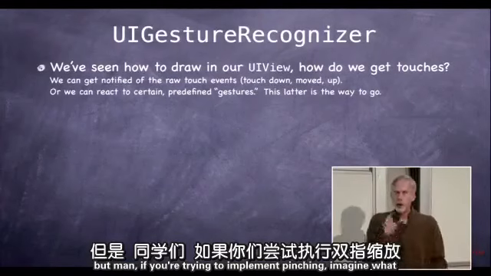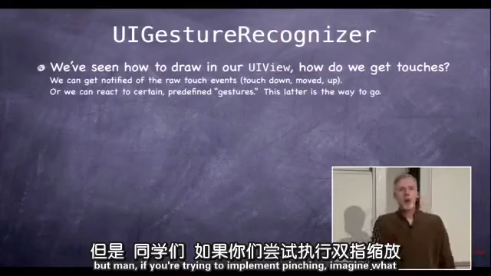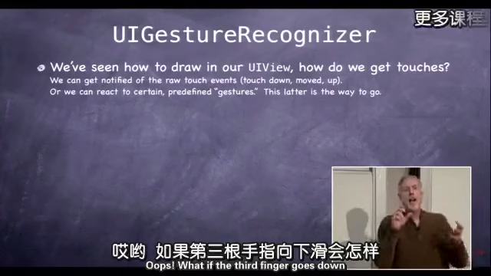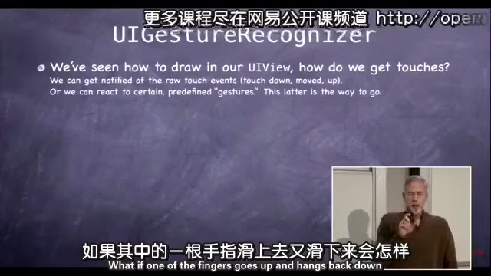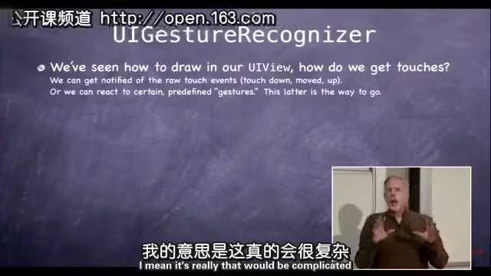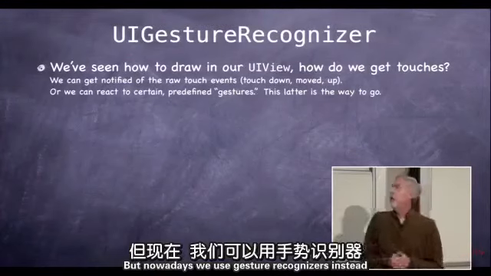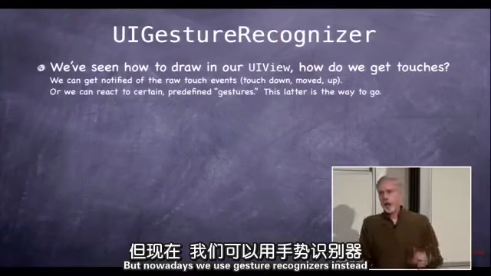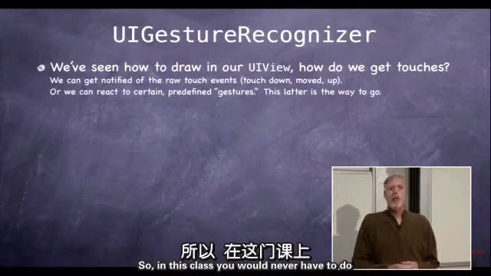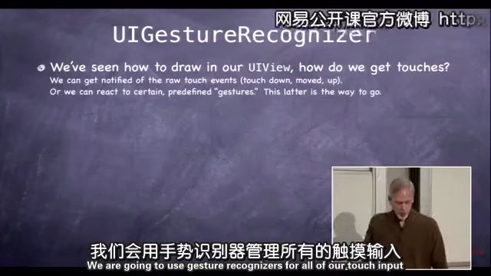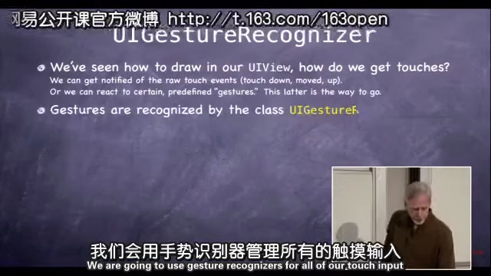But man, if you were trying to implement pinching, imagine what your code would look like. Trying to keep track of those two fingers. Oh, what if a third finger goes down? Now what do I do? What if one of the fingers goes up and comes back down? I mean, that would be complicated. You used to have to do it that way, but nowadays we use gesture recognizers instead. So in this class, you will never have to do that raw touch management. We're going to use gesture recognizers for all of our touch input.